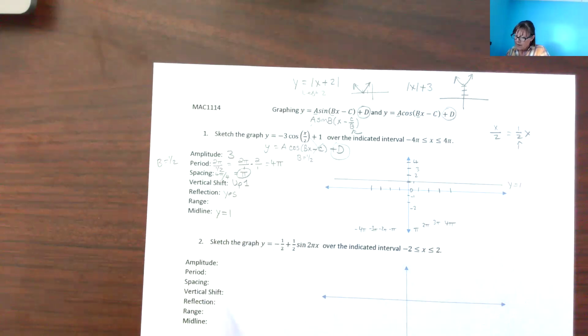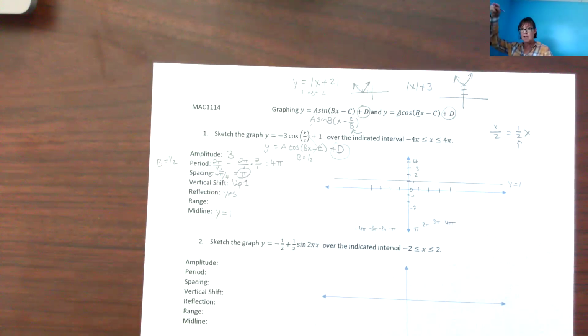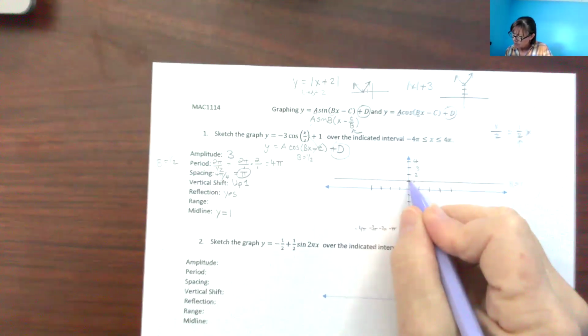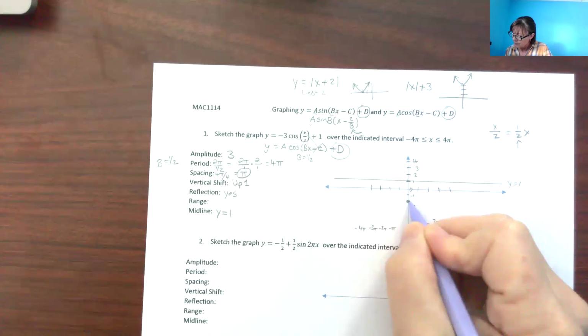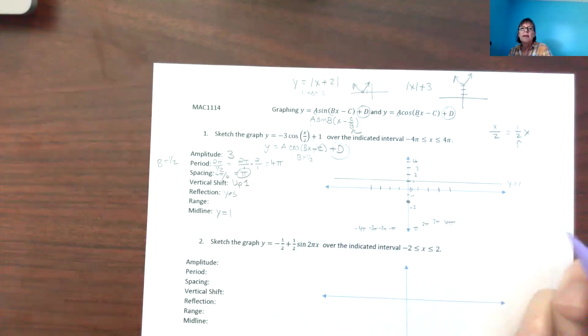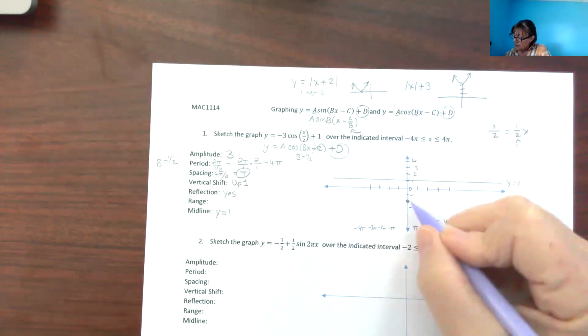It's the midline, okay. And the spacing I did. So now all I have to do is say, hey, is this cosine or sine? And it's cosine. And I remember cosine starts high. But if it's reflected, it's going to be the opposite. It's going to start low. So that means it's going to start low here. Okay. And then it's going to continue its pattern.